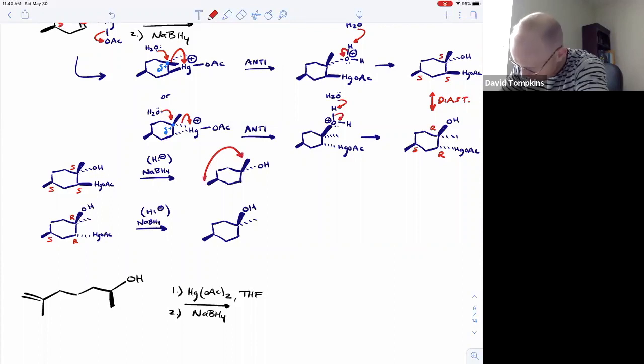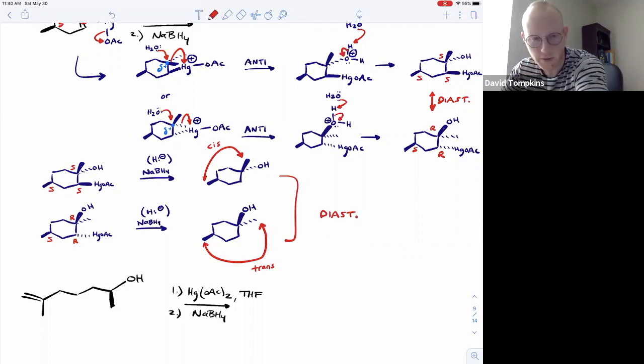In one compound, we have the methyls on the same face of the ring, cis. In the other compound, the methyl groups are trans. And cis-trans isomers are diastereomers, but because these do not have any asymmetric centers for which we can assign R and S, these are simply achiral diastereomers in this example. So you do make 2 diastereomeric products, they're just not chiral.